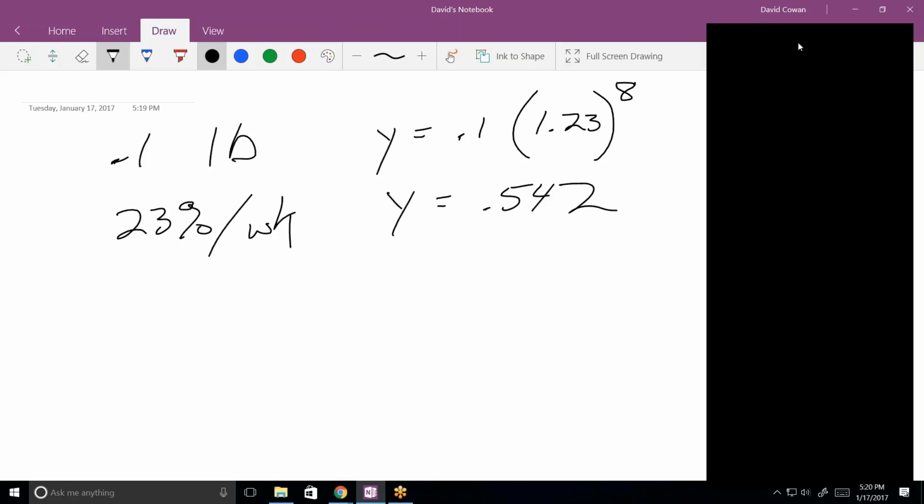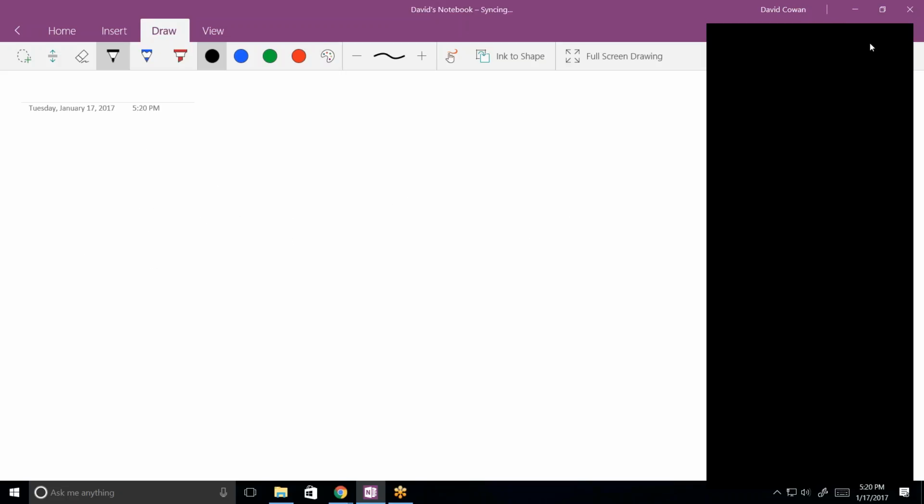Notice that it increased by a factor of 5.5. That's what 23% over 8 weeks does; it increases the weight by a factor of 5.5. Okay, what else? Seem to have these down pretty good.